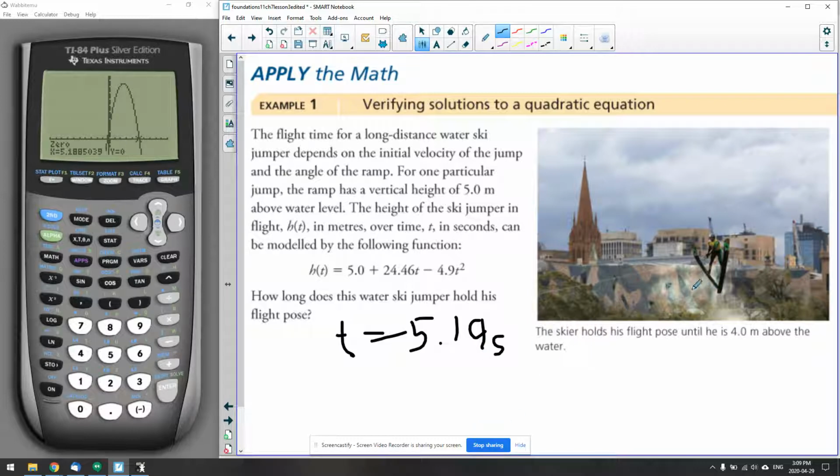But over here it says the skier holds his flight pose until he's 4 meters above the water. So we need to find out where this graph is at 4. Because at 4 meters he comes out of his pose and gets into more of a landing friendly pose. So let's figure that out too. So we're going to graph y is equal to 4.